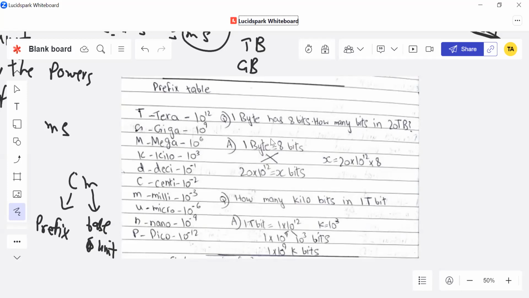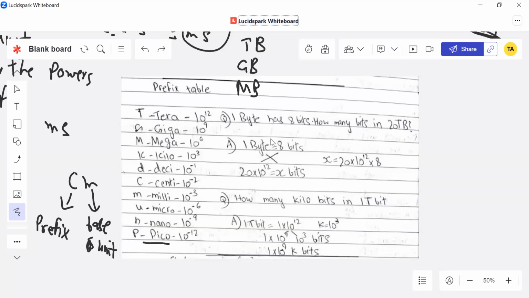Similarly, mega or MB, you'll find this in your phones. MB is 10 raised to power 6. Kilo is 10 raised to power 3. Deci, 10 raised to power negative 1. Centi is 10 raised to power negative 2, and so on. So what you need to know is that the smallest prefix is pico. It's 10 raised to power negative 12. And the biggest prefix is 10 raised to power 12. And all of that in between, you have to memorize them.